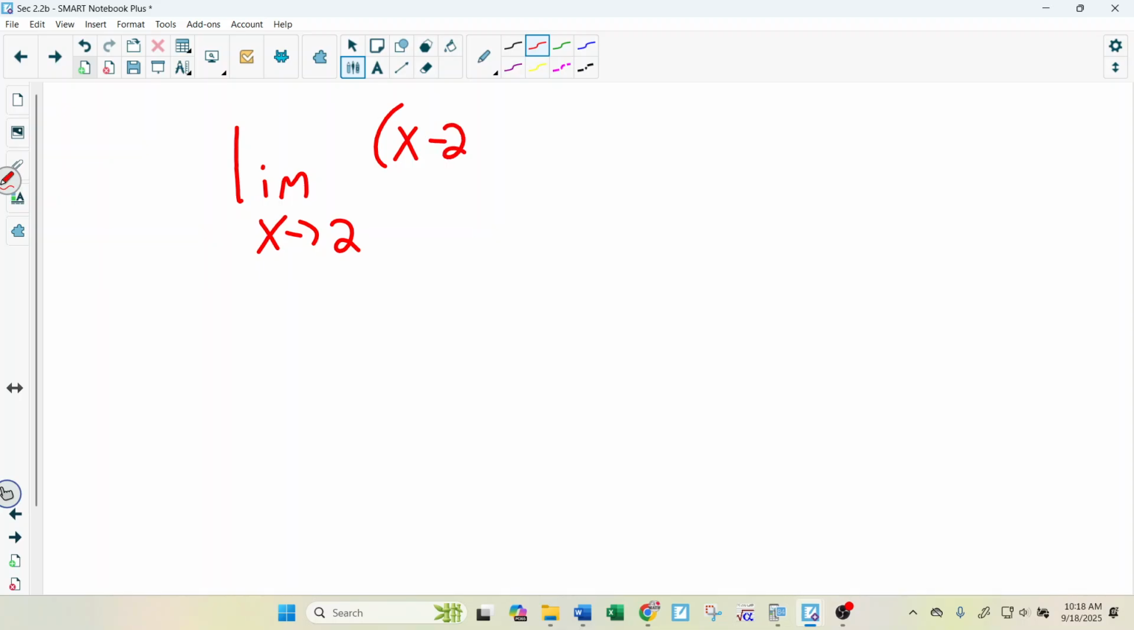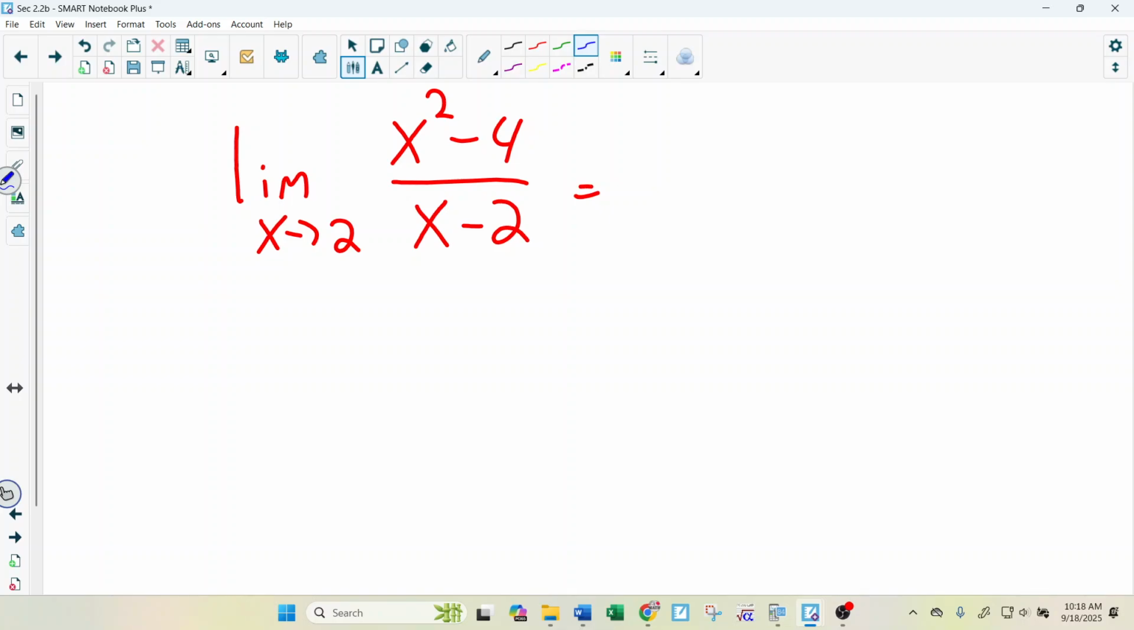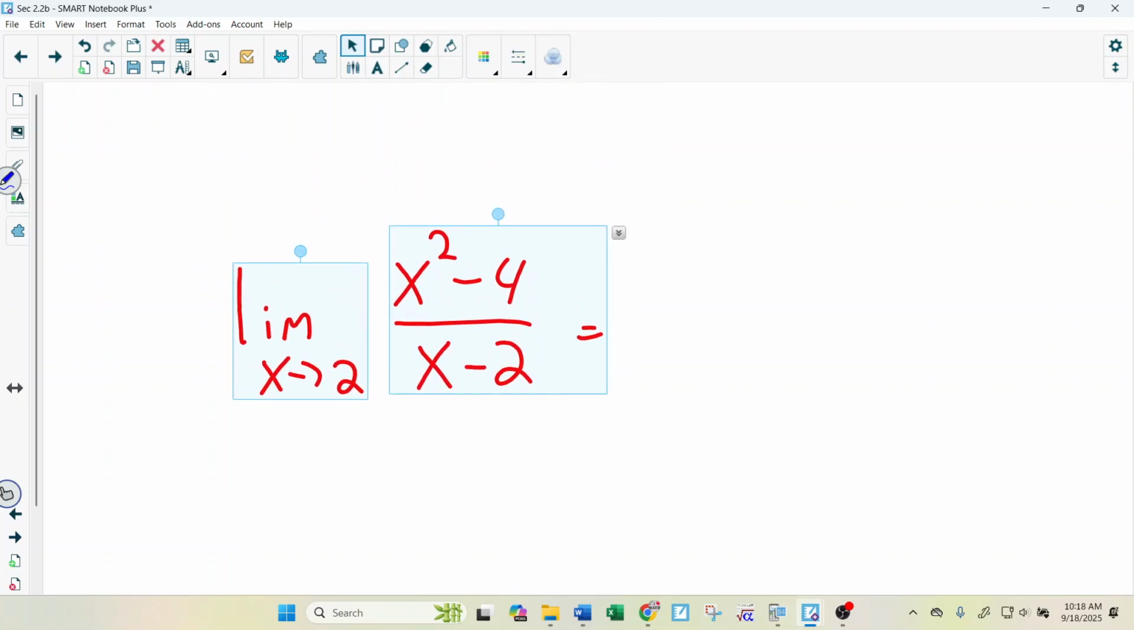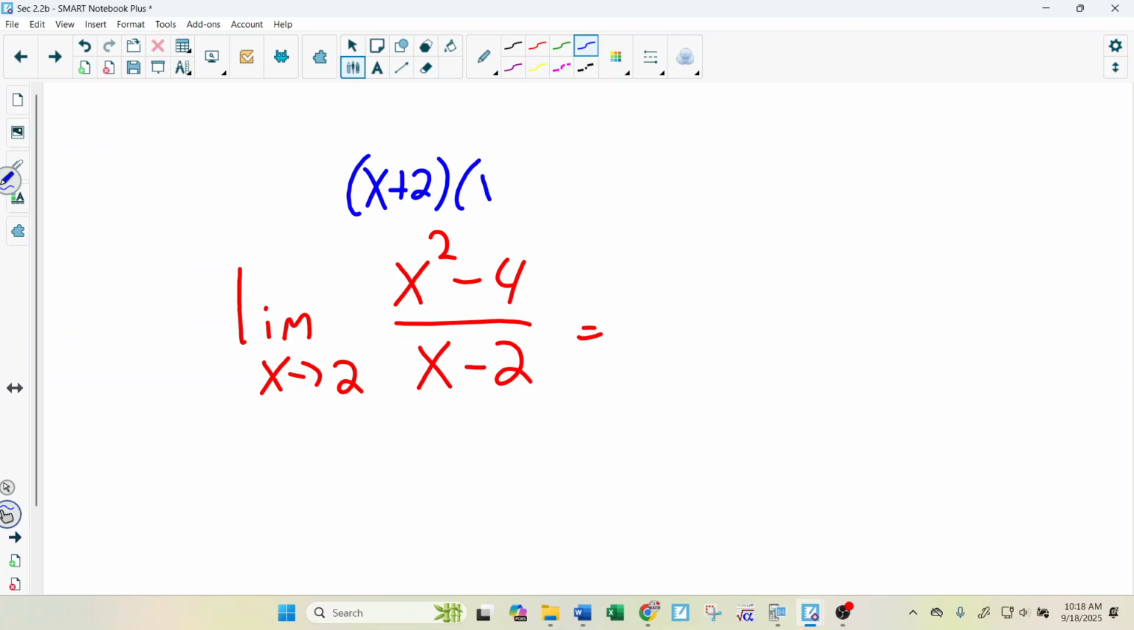When we talk about evaluating that limit, like we did, you put 2 in, you get 0 over 0. So what does 0 over 0 mean? More work. And in this case, our more work is we would factor this, cancel those, put the 2 in, and get 4. So we'd say that's equal to 4.